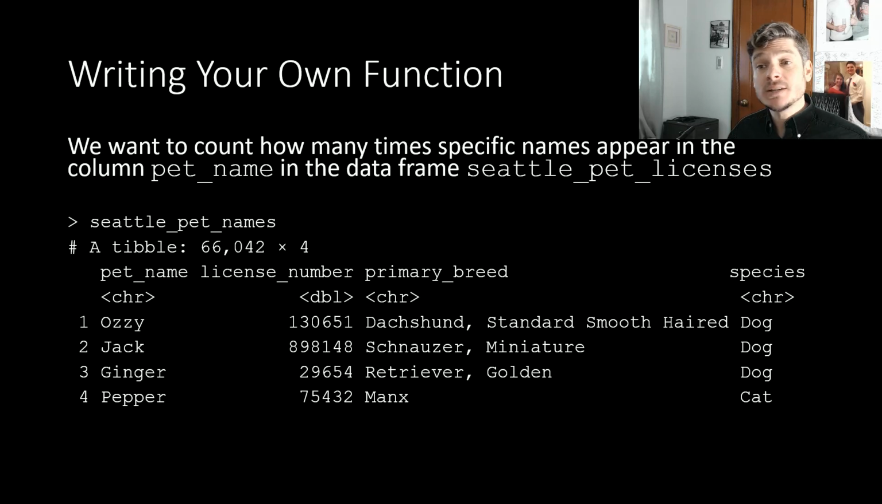All right, so let's do an example. Let's build our own function. So I found this data set called Seattle Pet Licenses, which has 66,000 entries for the pet licenses issued in the city of Seattle. I have cleaned this up a little bit so that we only have 4 variables: pet name, license number, breed, and species. But again, we have all 66,000. Now, let's say I just want to play around with this a little bit, and I want to see how many times specific names show up. Like, how many times do people name their pets specific things?